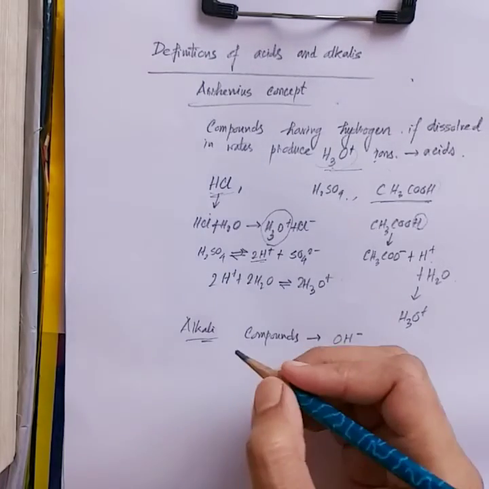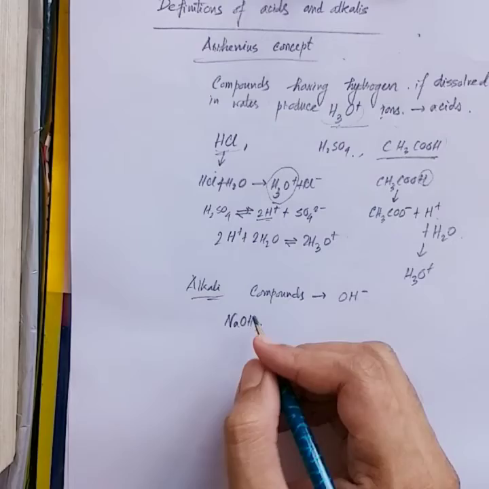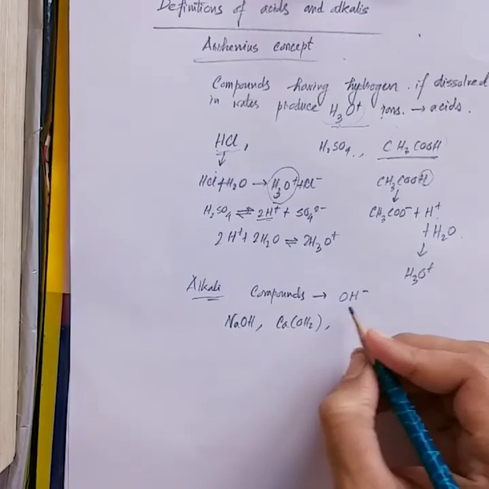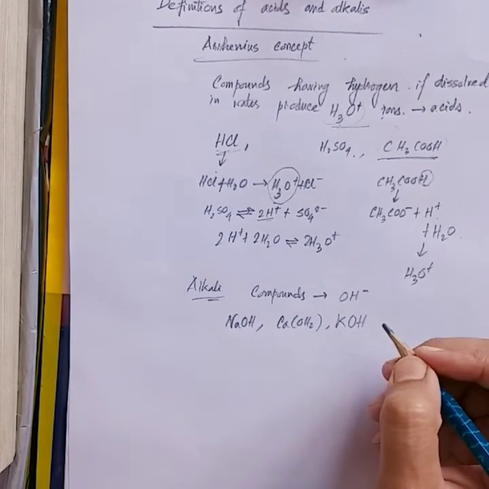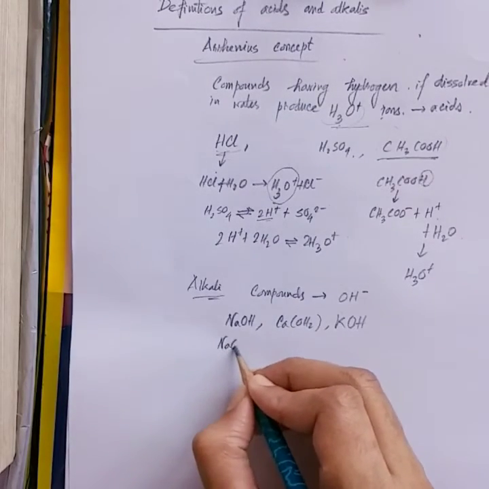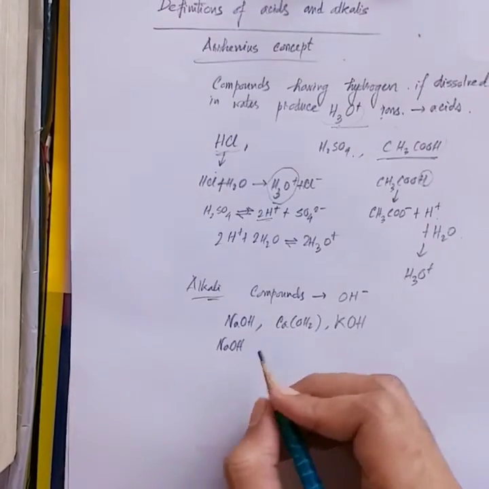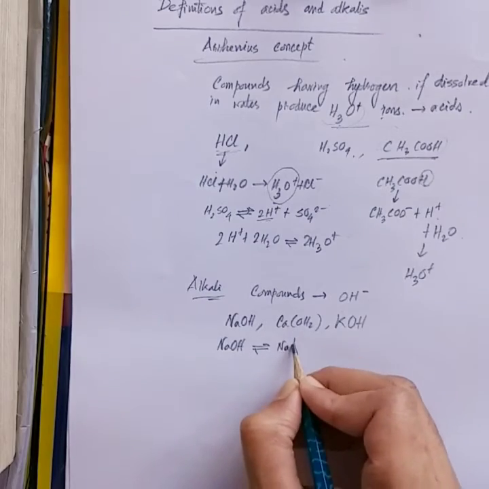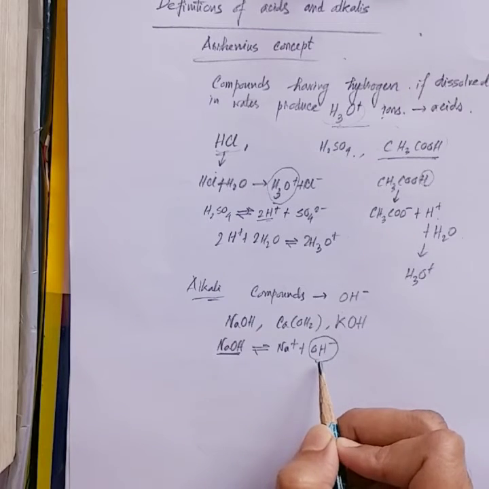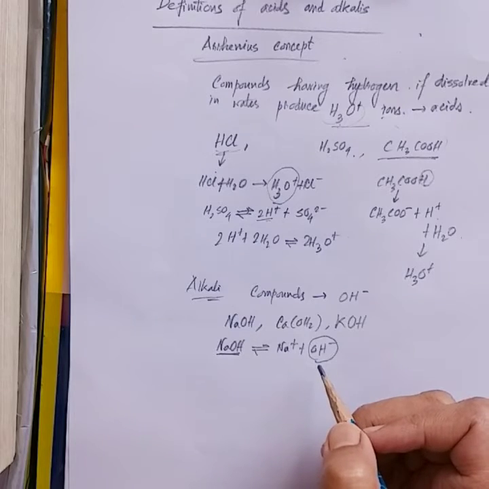Okay, so let us have a look at some examples. So NaOH, which is sodium hydroxide, which is also known as caustic soda, calcium hydroxide, potassium hydroxide, etc. These are the examples of alkali. Okay, so if you prepare the aqueous solution of sodium hydroxide, what will happen? From sodium hydroxide you will get Na plus and OH minus ions. So you can see sodium hydroxide releases OH minus ions, that is hydroxyl ions, in their aqueous solutions. So therefore sodium hydroxide is an example of alkali.